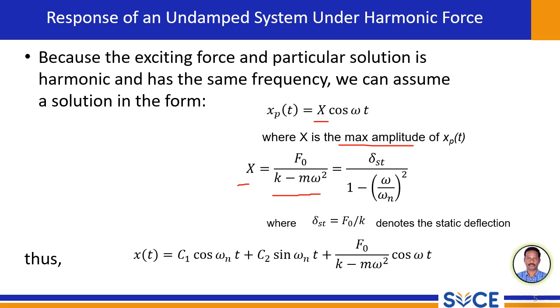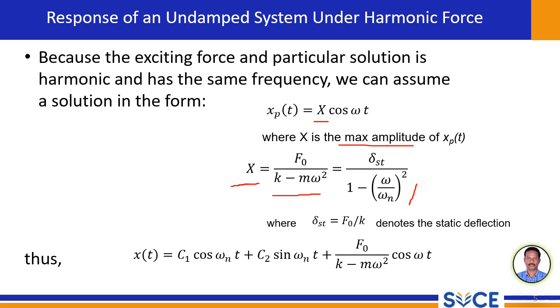Let's break down what it is. F naught is the amplitude of the external force, k is the spring stiffness, m is the mass, omega is the frequency of the external force. If we substitute the static deflection, that is F naught by k, the same equation can be rewritten like this. It is a form which helps us to see how the amplitude of the particular solution depends upon the ratio of forcing frequency omega to the natural frequency omega n.